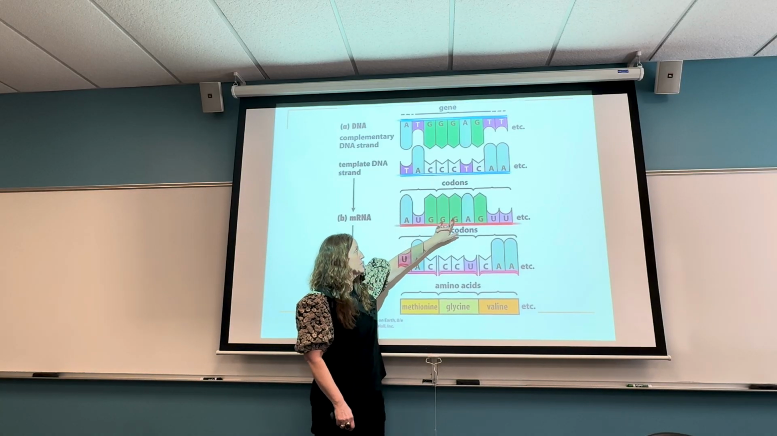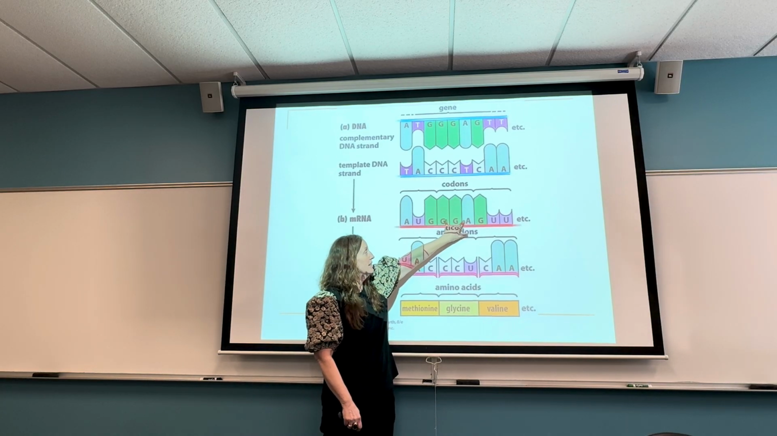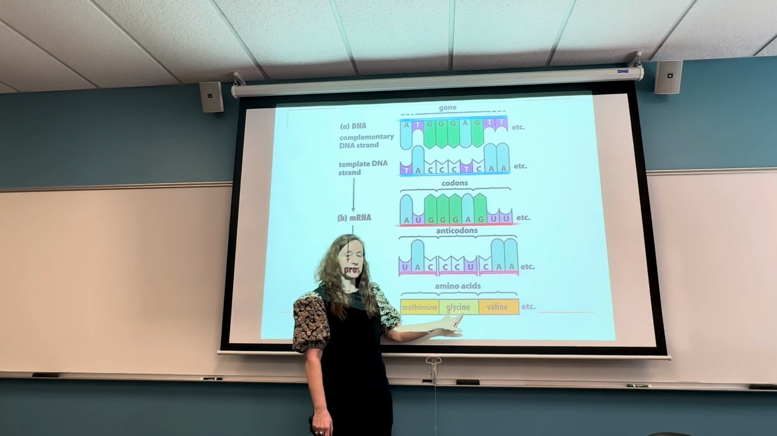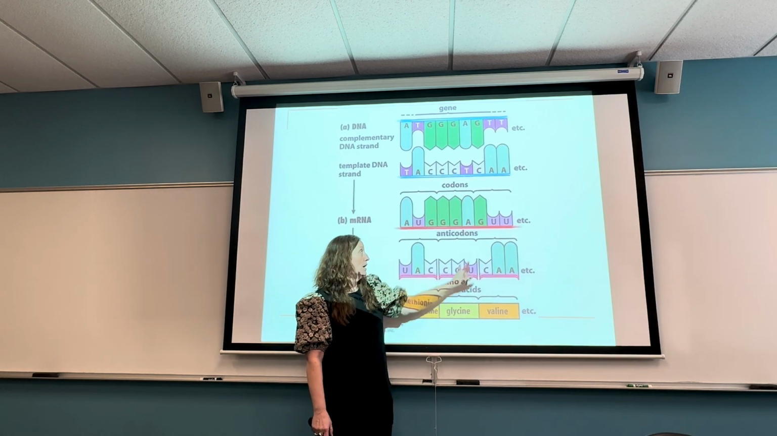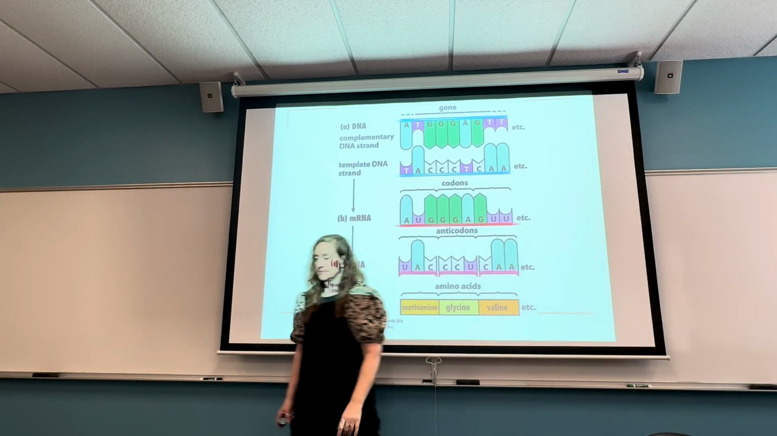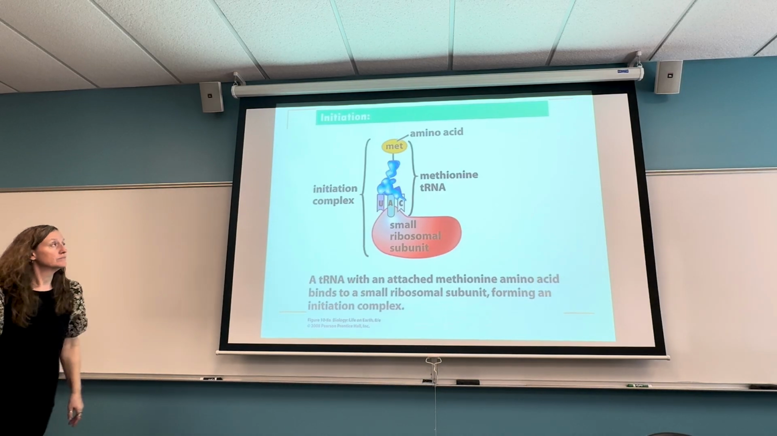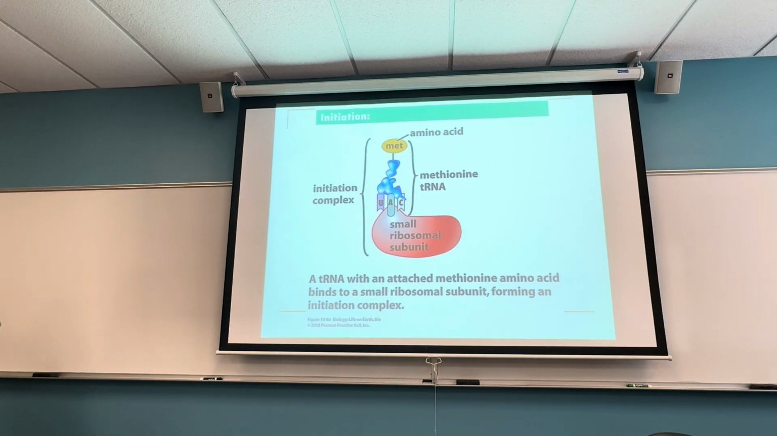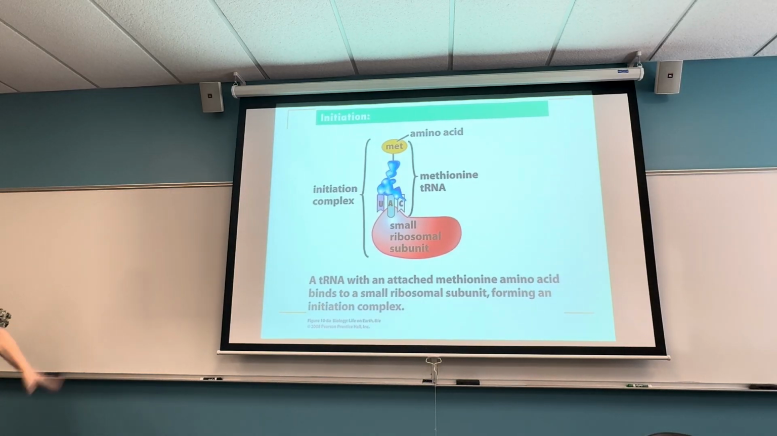The next codons are GGA. GGA codes for glycine, and the GUU codes for valine. So let's take a look at this in pictures another way.